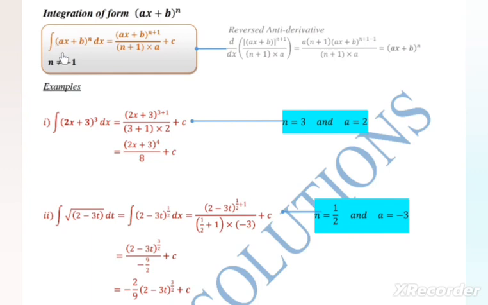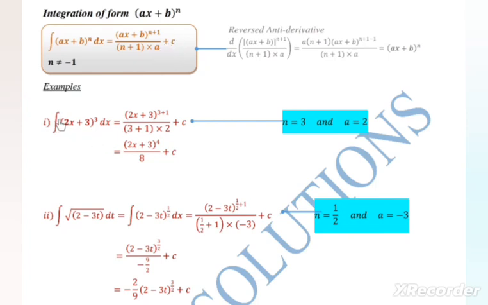So how do you integrate a function in this form, given that ax plus b is a linear function? It's the integral of (ax plus b) to the power n dx. Here we return that linear function (ax plus b) to the power n plus 1. So we add 1 unit to the power, divided by the sum, so it's n plus 1, times the derivative of this linear function, so it's times a. If we differentiate ax plus b, we're going to have a, plus a constant c.